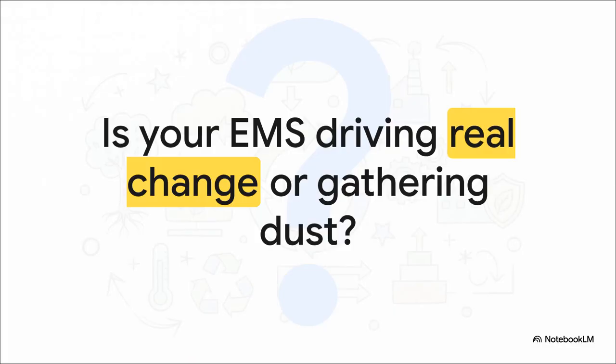As we wrap up this explainer, I want to leave you with a real challenge. Take a close look at your own organization. Is your environmental management system genuinely driving operational change, or is it literally just a symbolic binder gathering dust on a shelf? Are your objectives actually measurable? Are your aspects properly mapped? Is your top management fully integrated into the daily grind?